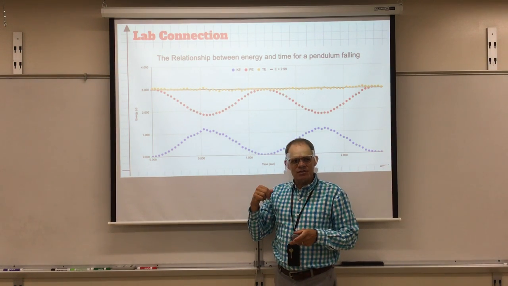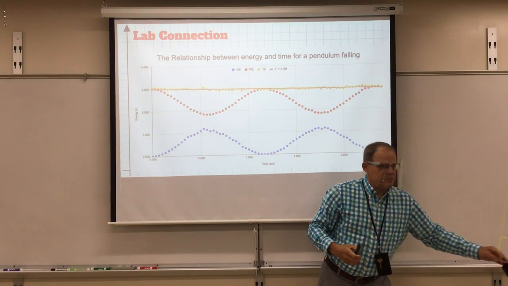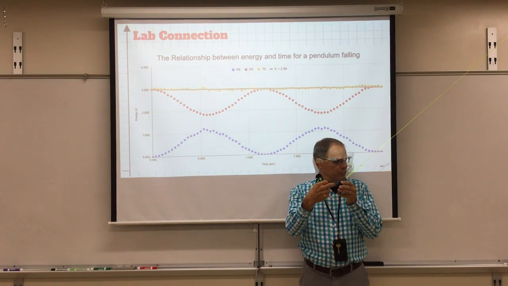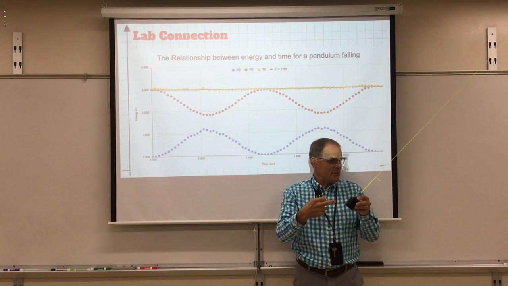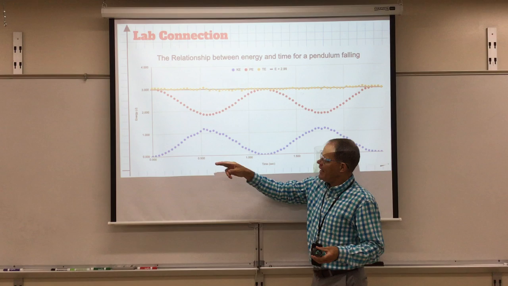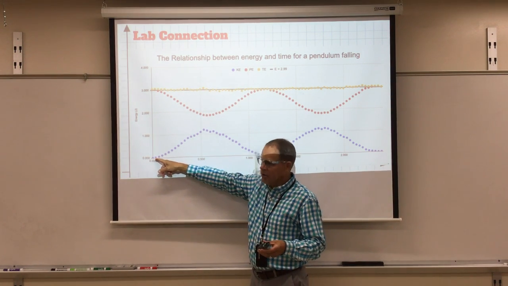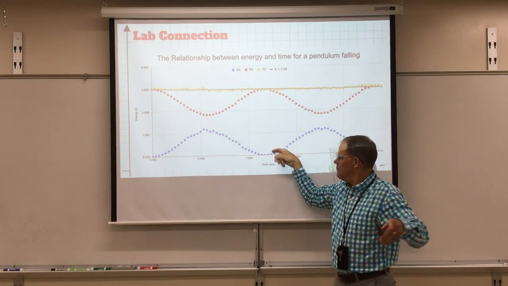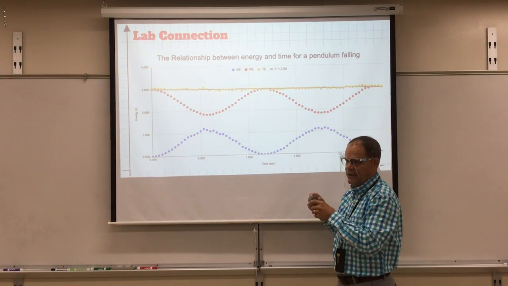The kinetic energy also varied. At the very beginning, it was barely moving, right? You clicked on it, and it barely moved. It wasn't moving very fast at all, but then it went faster and faster until it got to the bottom, right? So its kinetic energy started small and got big, and then small at the other end, and then big in the middle, and then small again, right?